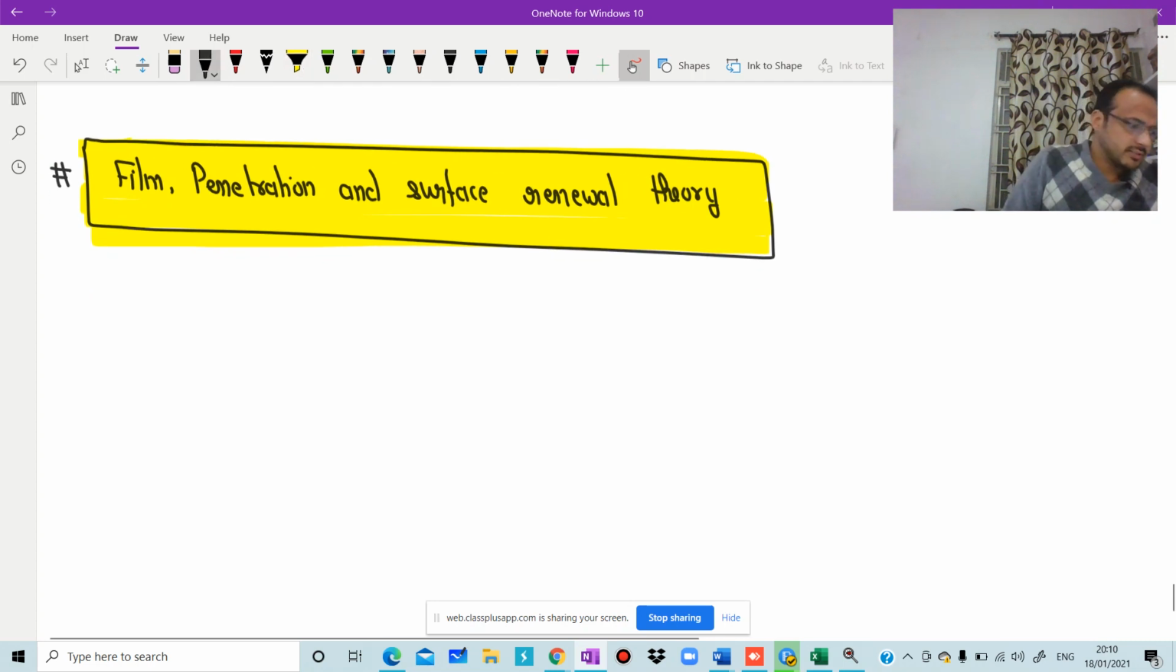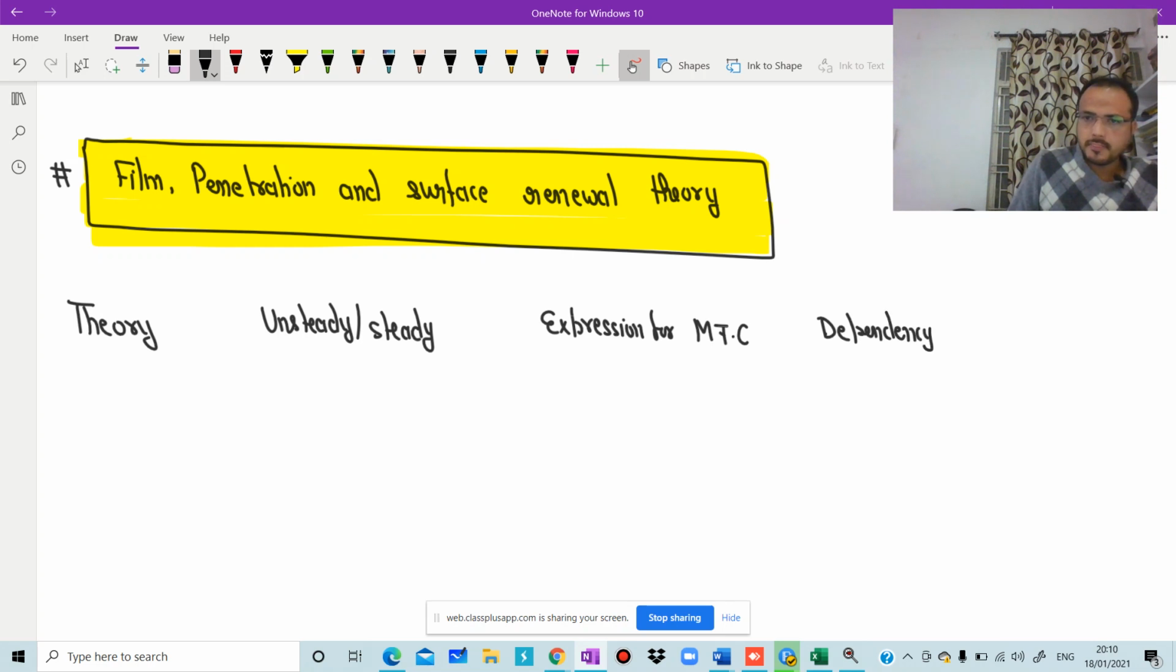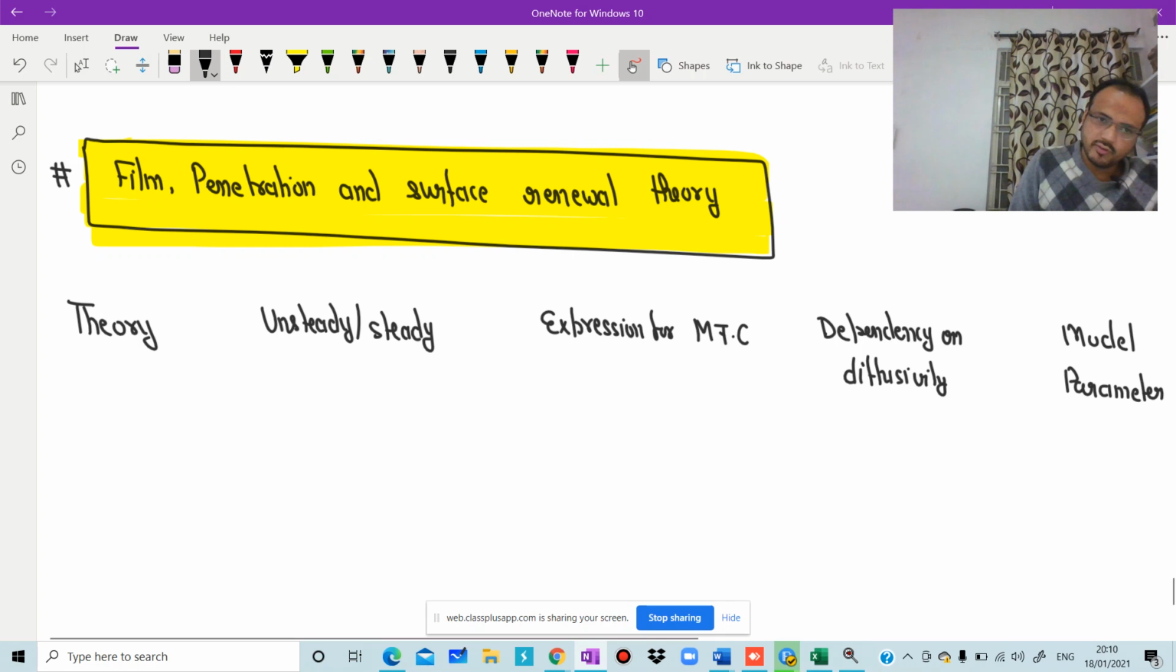Draw a table to learn this. Here we have theory, then steady and unsteady state, expression for mass transfer coefficient, dependency on diffusivity and model parameter. This section will give you 1 mark in the GATE exam.